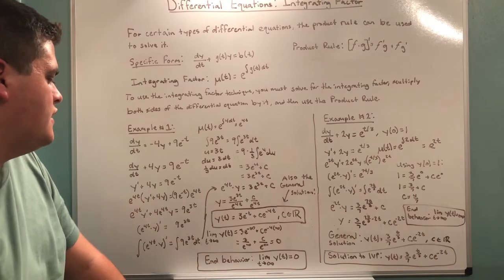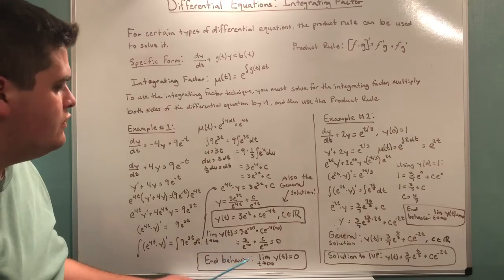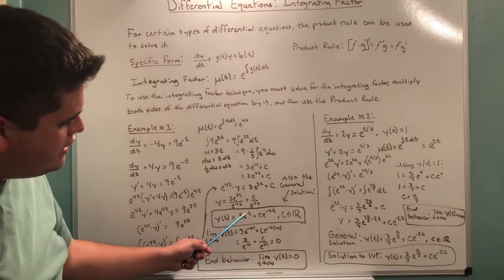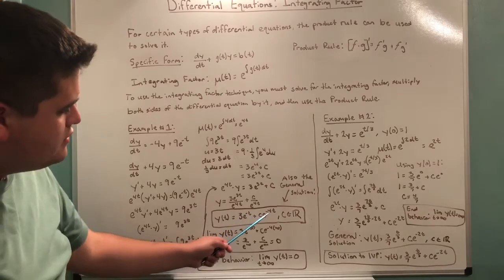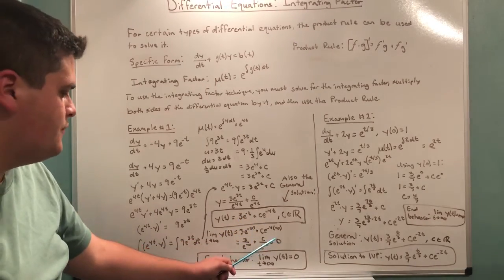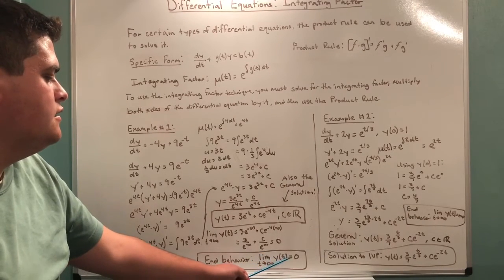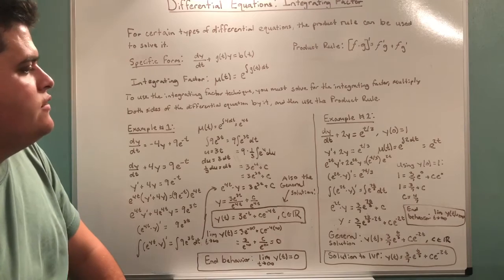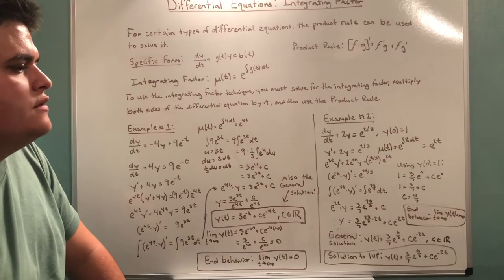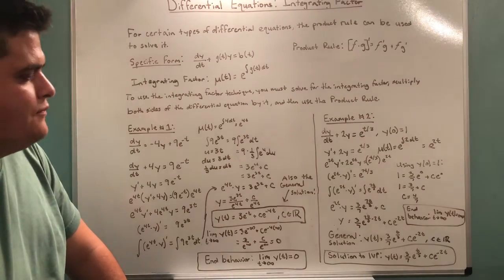So the end behavior is found by taking the limit as t approaches infinity of y of t. We find that these are both e to the negative exponentials. So what this implies is that this will eventually go to 0. So our end behavior, the limit as t approaches infinity of y(t), is equal to 0. End behavior is also important in signal analysis and understanding how signals behave over long periods of time.